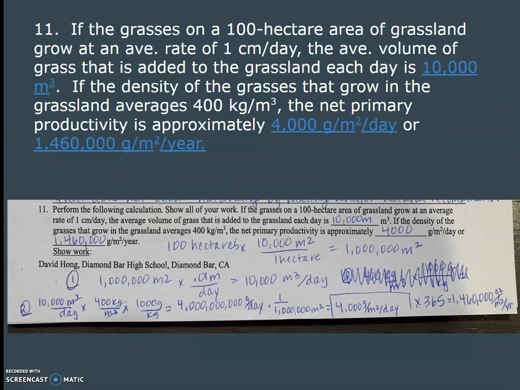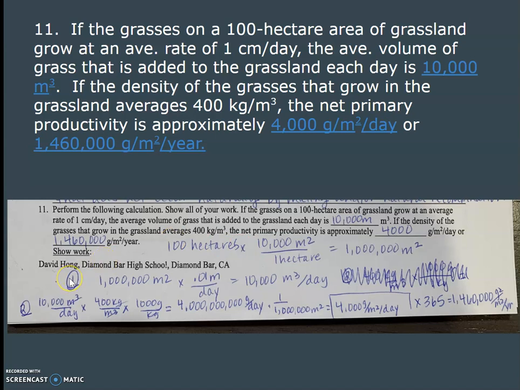Here's some math again. So we did this way in the beginning of the year. If the grass is on a 100-hectare area of grassland, grow at an average rate of 1 centimeter a day, the average volume of grass that is added to the grassland each day is, and so let's go ahead and look at that. What I did here was 100 hectares, and 1 hectare is 10,000 meters squared. I would think you would need some of that information there. But basically, that gives me 1,000,000 meters squared.